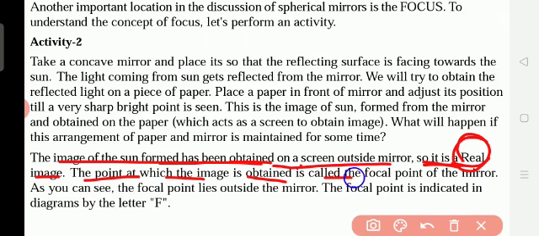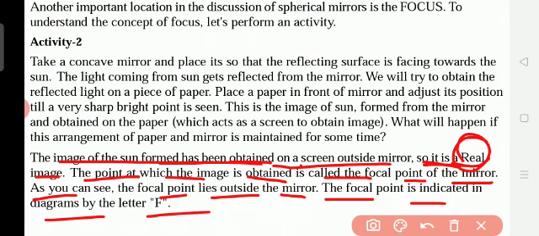So a real image means one which falls on the screen. It does not fall inside the mirror, it falls outside the mirror. Okay, where the image is forming, it is falling on the screen. So it is called a real image. Okay, underline this point. Obtained on a screen, so it is a real image.